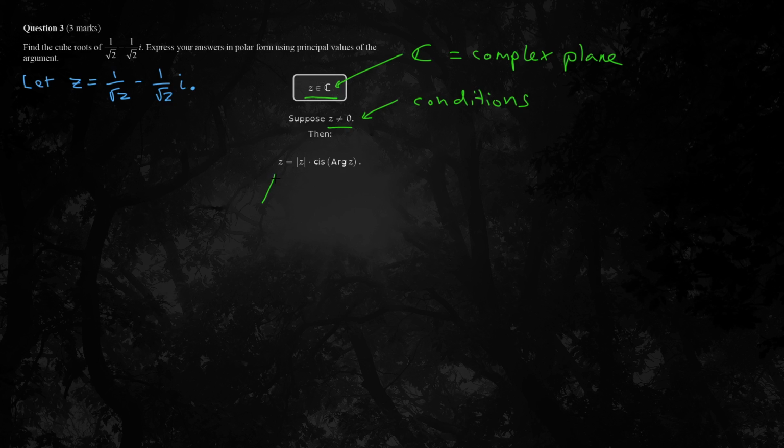Then, according to this theorem, our number can be written as a product of its modulus times this extra bit. What this extra bit does is it basically tells us the angle from the x-axis at which our complex number can be found. Specifically, it's cis of this principal argument, this number that's between negative pi and pi, so it's living in that interval.